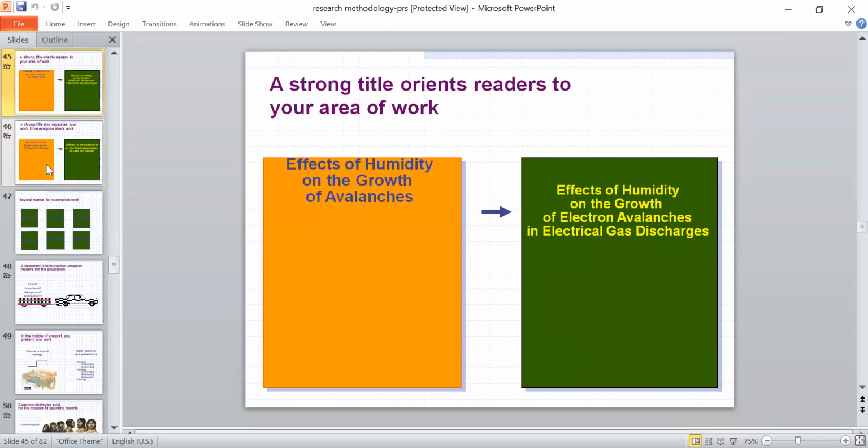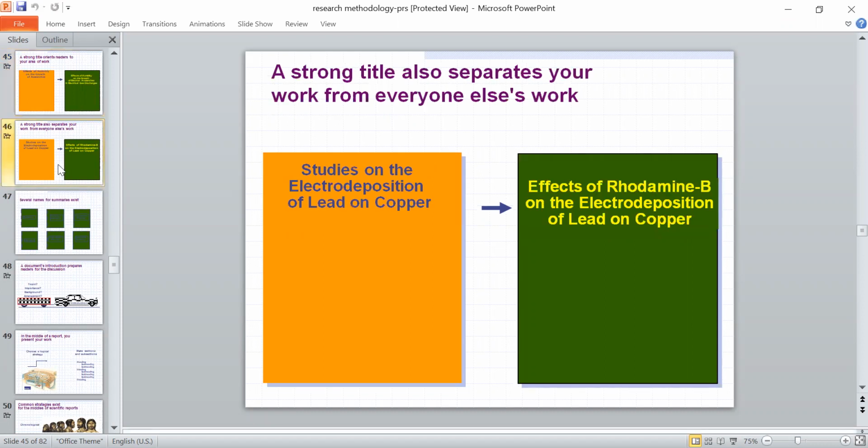Title orients readers to your area of work. The title should be attractive, meaning not putting in all colors and decoration. Intellectual attraction is very important. A strong title always separates your work from everyone else. That's why I say the title should be different. Seeing it, the reviewer or editor should get interested to read the paper.